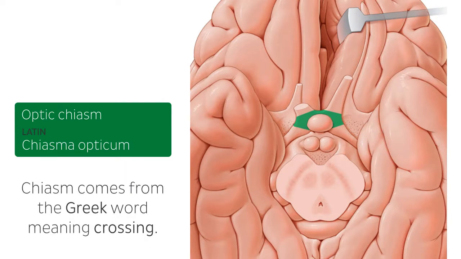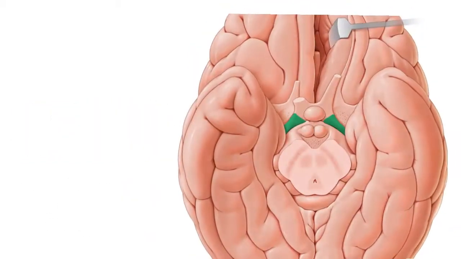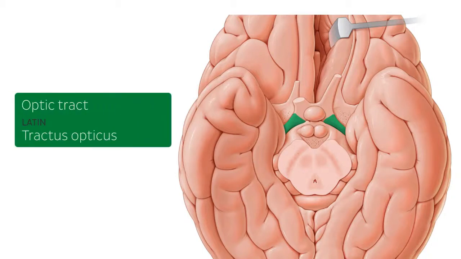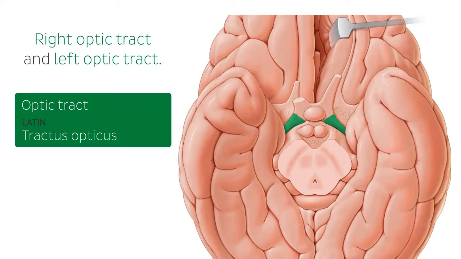In the optic chiasm, the fibers of the optic nerve that come from the nasal sides of each retina cross over to the opposite side of the brain, while the fibers from the temporal side of the retina remain uncrossed. After the decussation of the nasal or medial fibers of the optic nerve at the optic chiasm, the fibers continue as the right optic tract and the left optic tract. So we see here then the optic tracts, and there is a right optic tract and a left one.